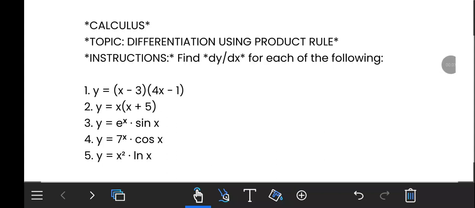Good day, intellectuals. Welcome to this session where we are going to discuss calculus. Our main focus for today will be based on differentiation using product rule.